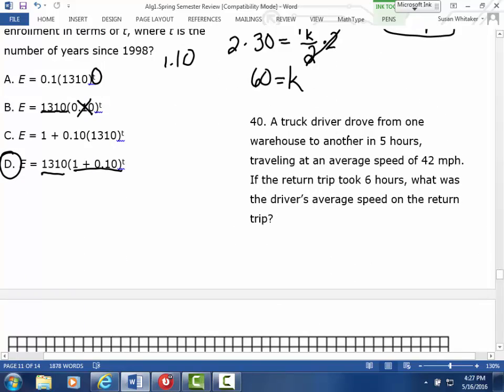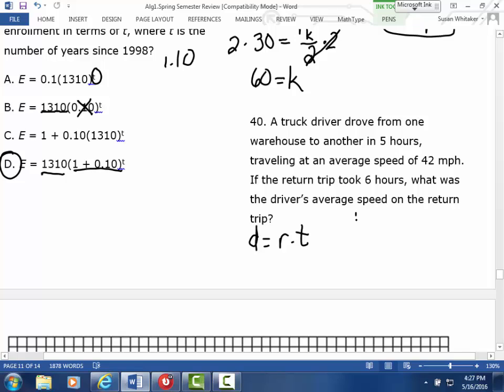Hooray! A truck driver drove from one warehouse to another in 5 hours, traveling at an average speed of 42 miles per hour. If the return trip took 6 hours, what was the driver's average speed on the return trip? Okay, so the first thing I'm thinking is this has something to do with that formula, distance equals rate times time. Okay, and if I'm going to and from the same place, then my distance is the same.